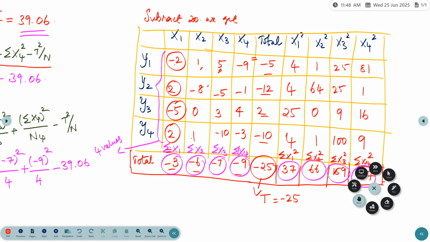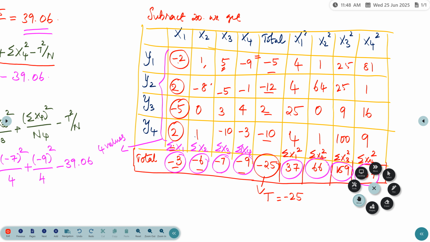Okay, next see the table Y1, Y2, Y3 and Y4. We are going to take the values row-wise, so we are going to calculate SSR. We are going to take the row values. What is a row here? Y1, Y2, Y3 and Y4. So the sum of Y1 is minus 5. This is summation Y2, this is summation Y3, this is summation Y4.